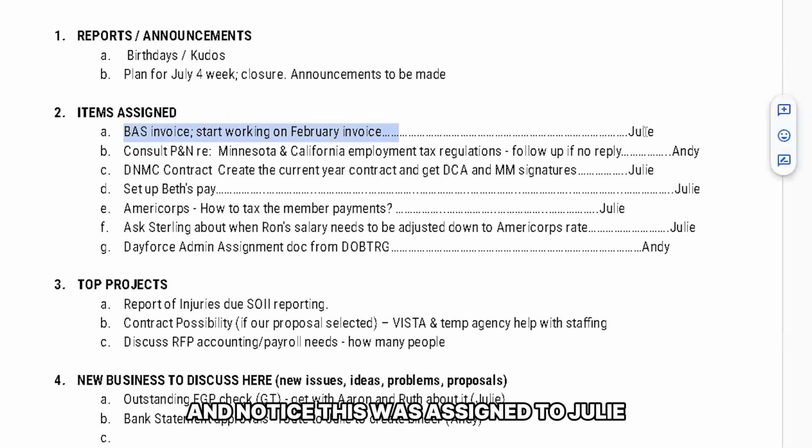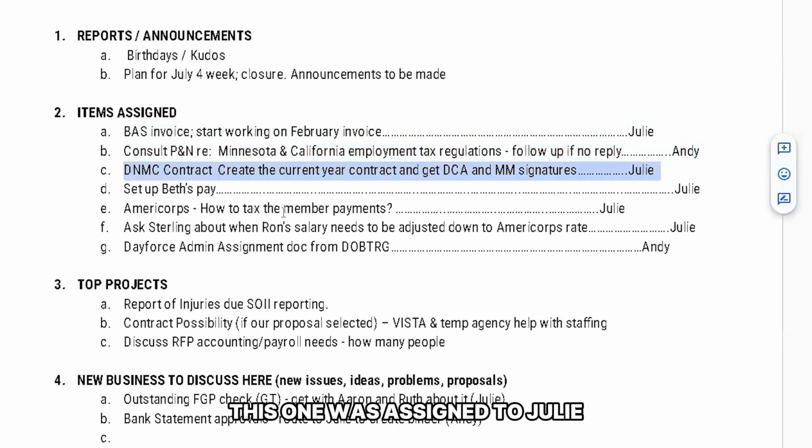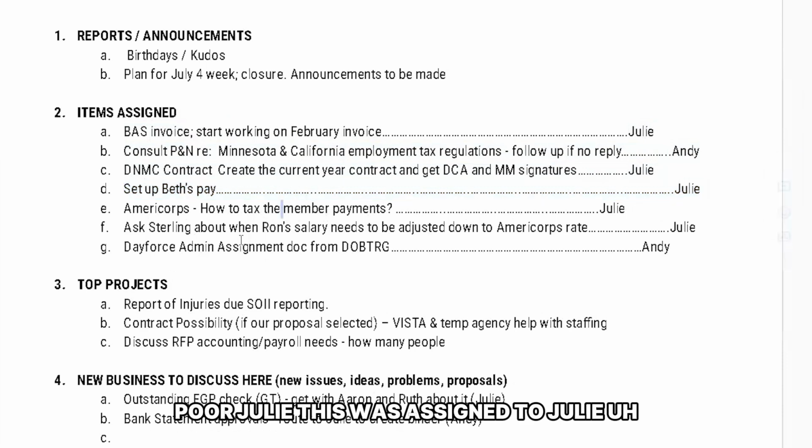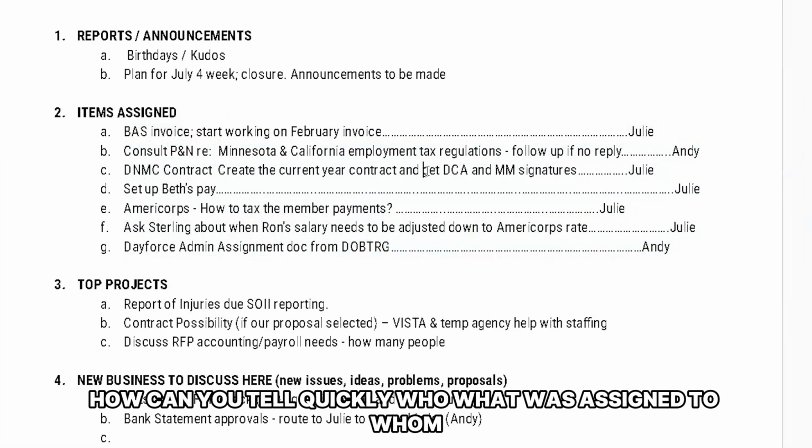Here's the items that we assigned from our last meeting. And notice this was assigned to Julie. This one was assigned to Julie. This one was assigned to Julie. Poor Julie. This one was assigned to Julie. This one's assigned to Julie. And Andy doesn't do much around here, but that's right. We assigned to Andy. How can you tell quickly what was assigned to whom?